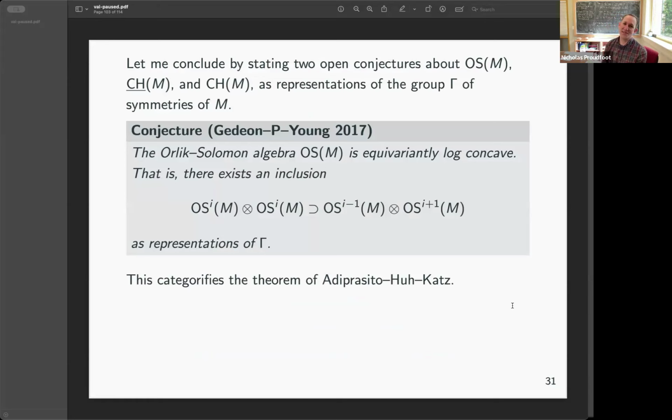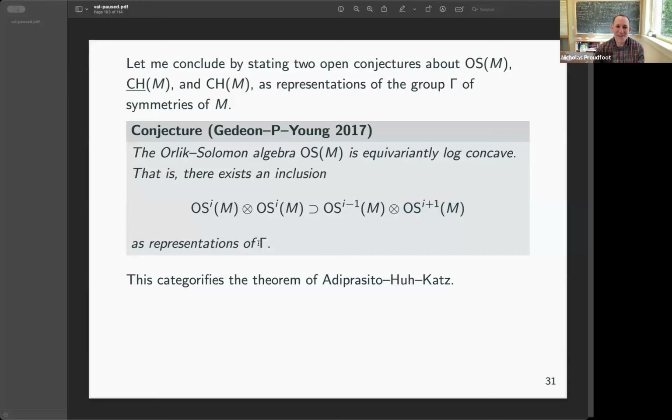So the first is due to my former student, Katie Gedian, and my colleague, Ben Young, from 2017. So the Orlik-Solomon algebra is equivariantly log concave. So if I take OS of i tensor OS of i, as a representation of my automorphism group, then that's bigger than OS of i minus 1 tensor OS of i plus 1.